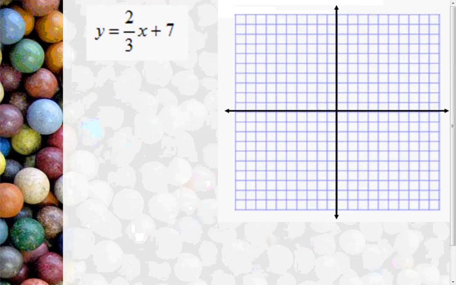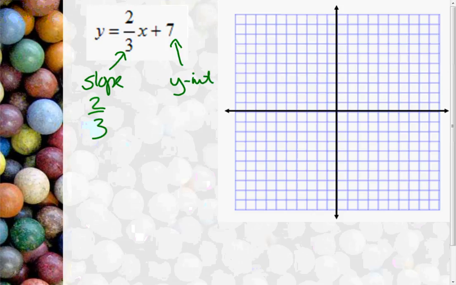Ooh, yay, slope-intercept. So slope is 2/3. Y-intercept (0, 7). So x, y, 7. Label out your axes. So (0, 7), down 2 to the right 3, down 2 to the right 3. And you're saying, Mr. Hayes, that's wrong. Because it is, because your slope's positive. Good catch. So up 2 to the right 3.